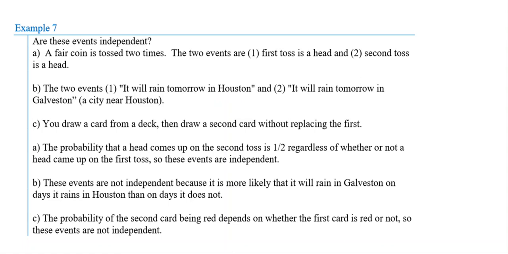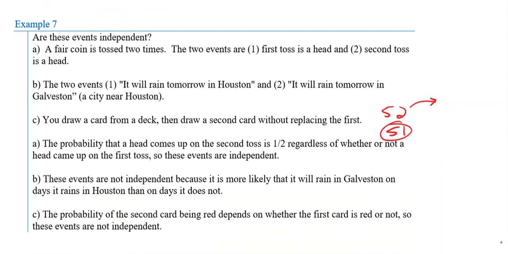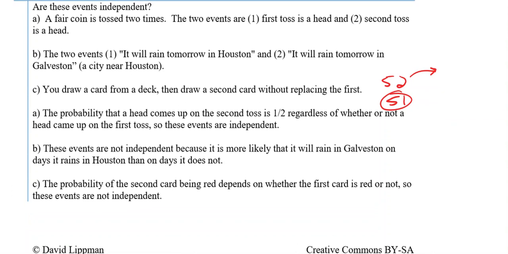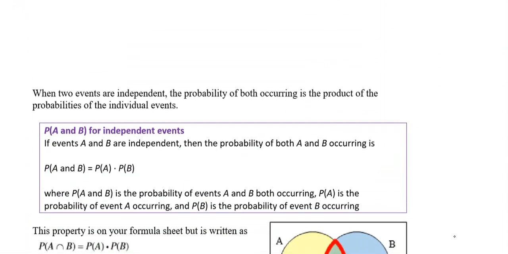And then C says you draw a card from a deck, then draw a second card without replacing the first. You had 52 cards. You took one of those cards out, and then you drew again. When you drew again, how many cards were there? There were only 51, because you took one of the cards out the first time. That changed our probability. So that's going to be our dependent events. We're going to do some of those later on, but for now, we can see that this is not an independent event, because the first one affected the other. All right, keeping on going.